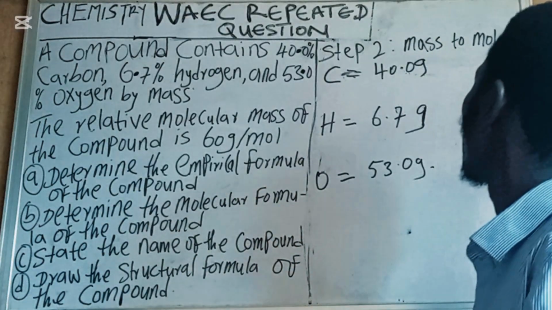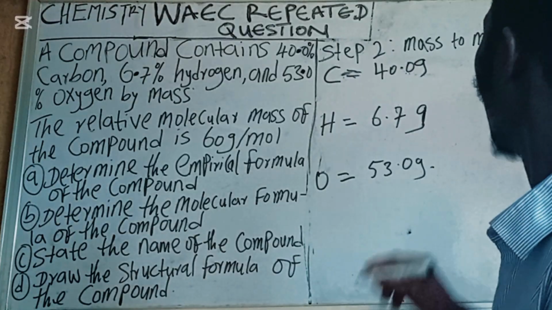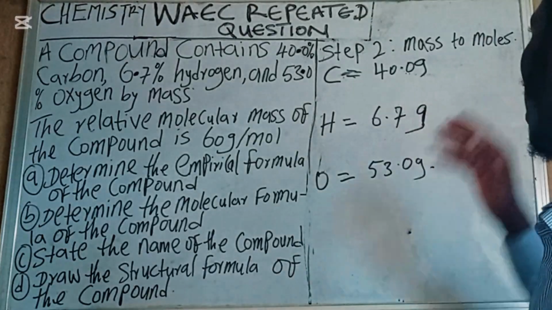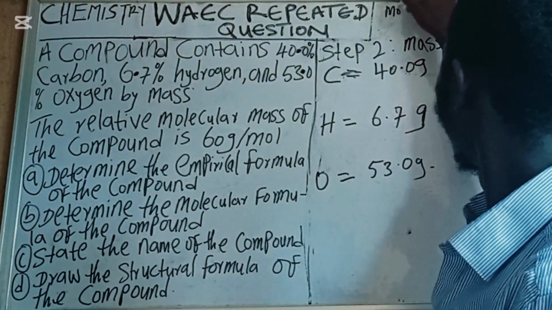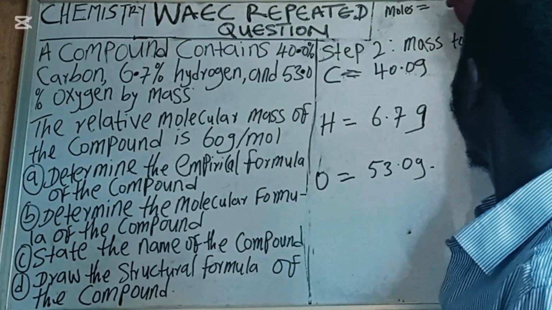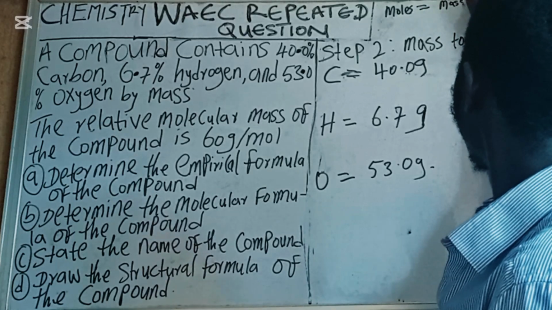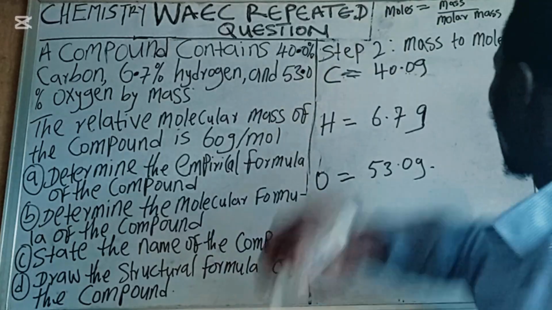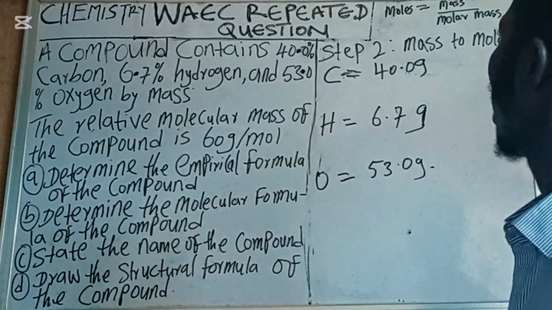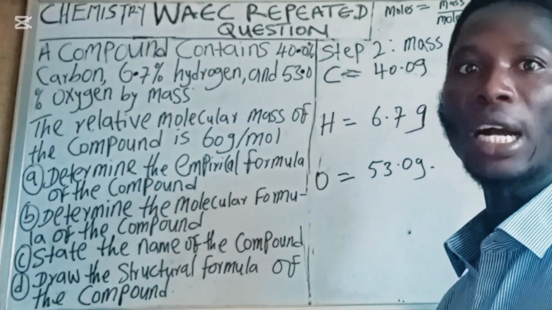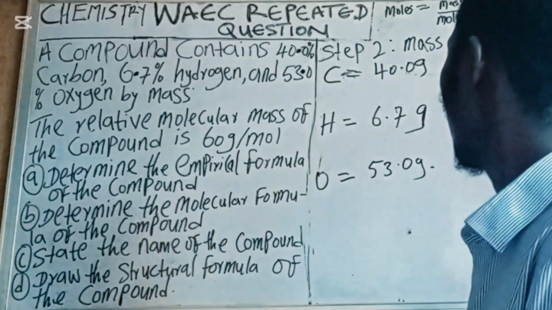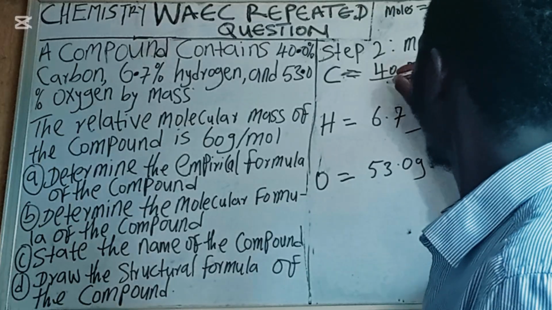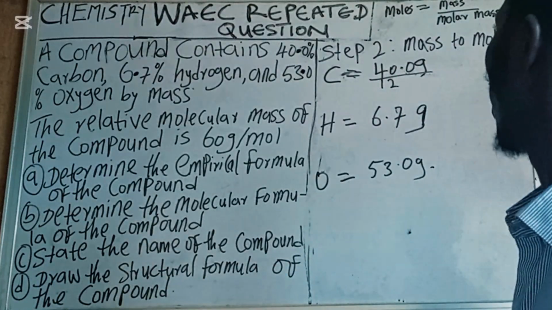Now, in converting mass to moles, the formula is: moles is equal to mass divided by molar mass. So now we have the mass of carbon here, but we don't have the molar mass of carbon. The molar mass of carbon is 12, so we have to divide grams by molar mass. So 40.0 divided by 12, that's our molar mass.